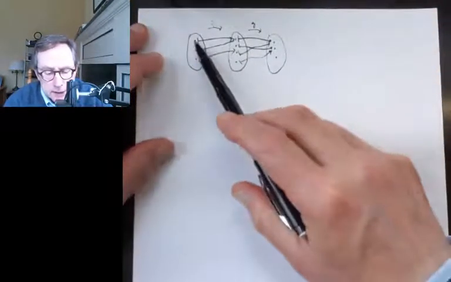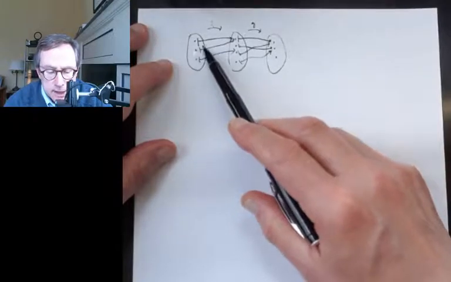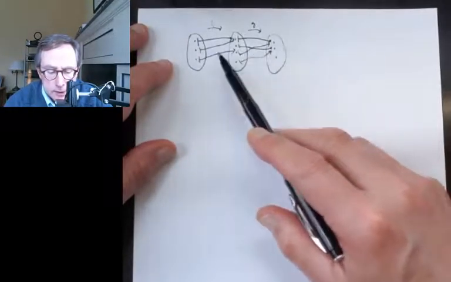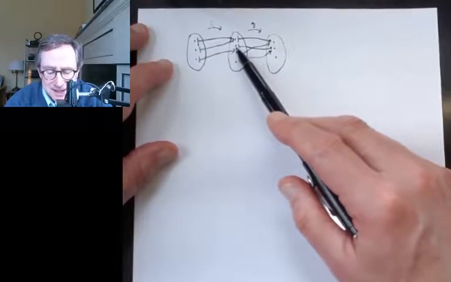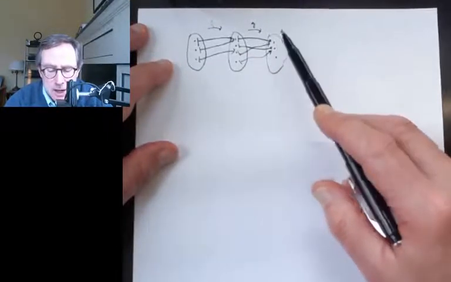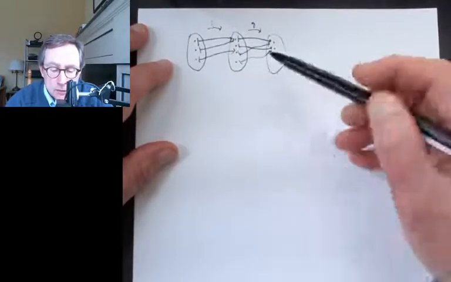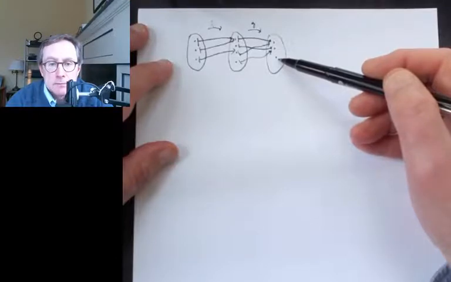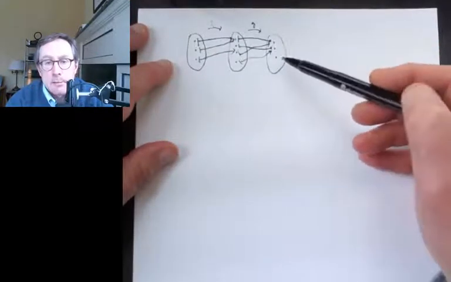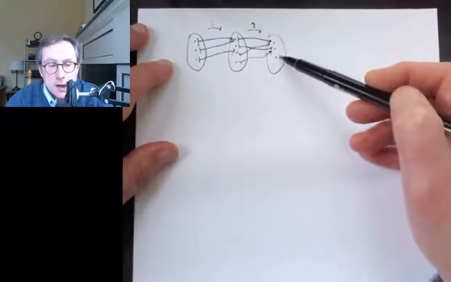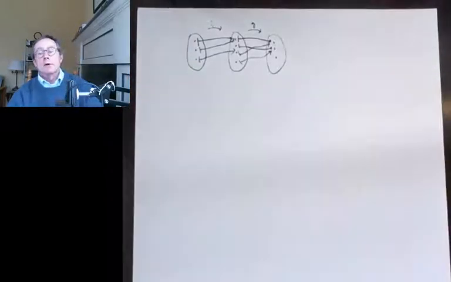Well, the composition takes this first dot over to this first dot over to this first dot. The composition takes this second dot over to this first dot over to this first dot. The composition takes this third dot over to the second dot. But if G is not onto, there's no way to get that dot. So if G is not onto, then doing F first and then G can't possibly be onto. If G misses a dot, then F first and then G has to miss a dot. So that's the idea.